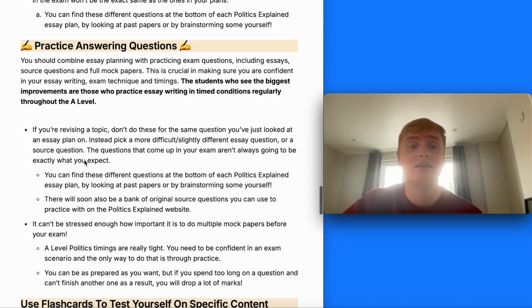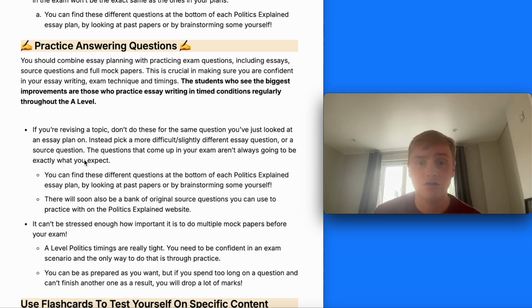That brings us on really nicely to the second key component of your revision, and that should be practicing answering questions. So you should combine essay planning with practicing exam questions, including essays, source questions, and full mock papers.